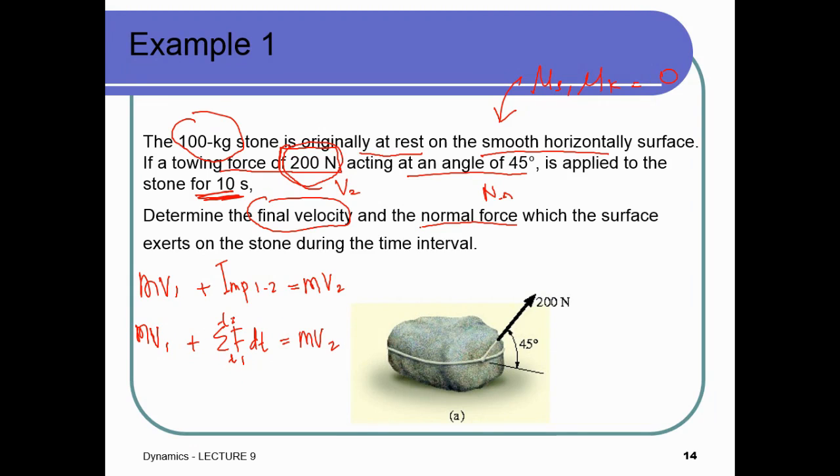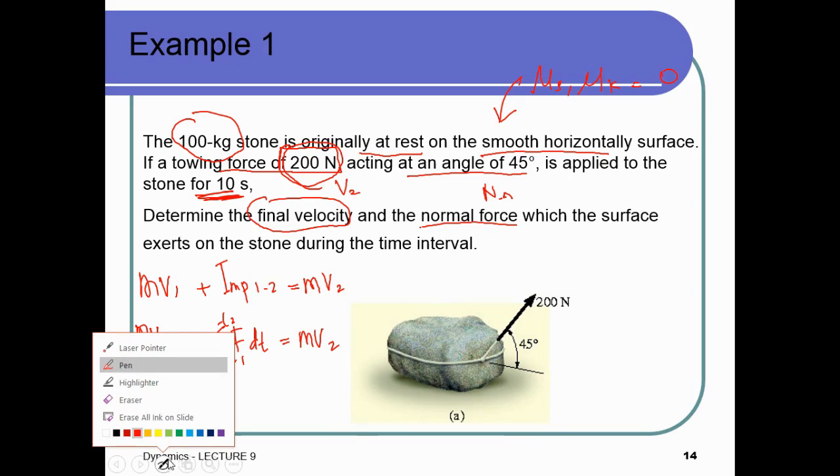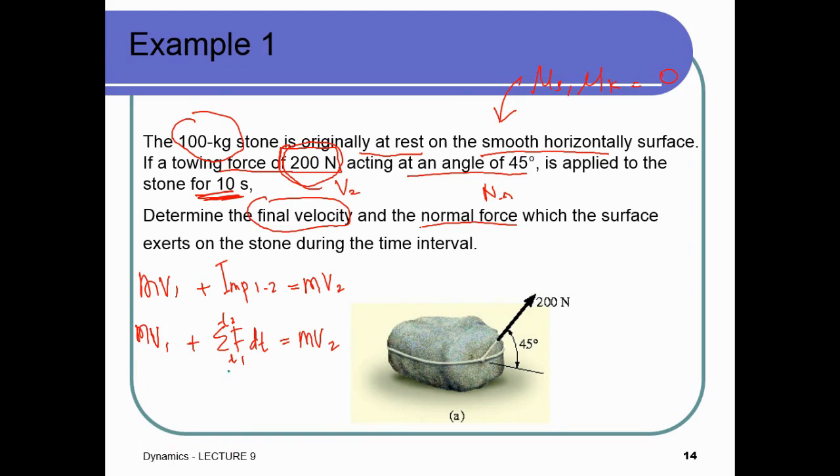So force yang terlibat di sini, force yang kita nak consider adalah force yang sama arah dengan velocity. So maksudnya we need to break the external force into components in the x and y direction. So maksudnya this stone is moving in this direction. So by right, the force in the component of x will be 200 cos 45. And then y ni akan jadi 200 sin 45.